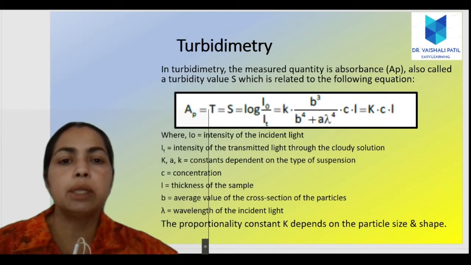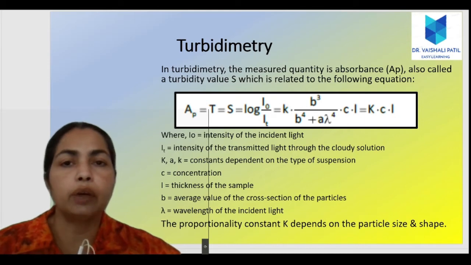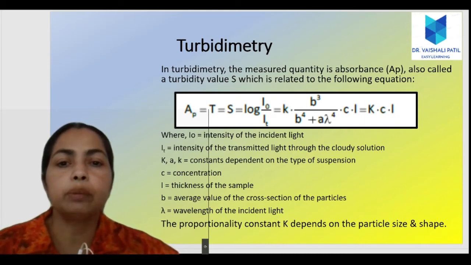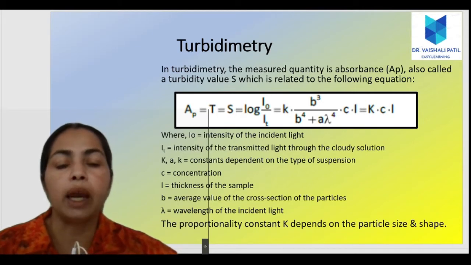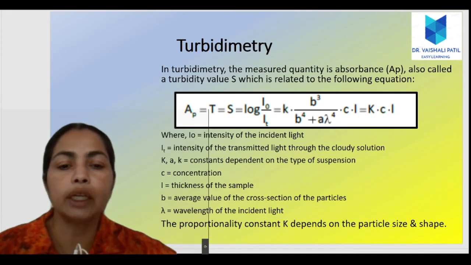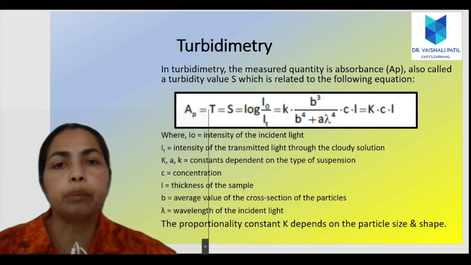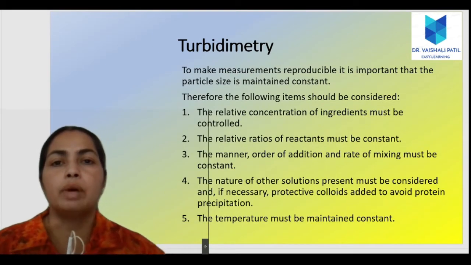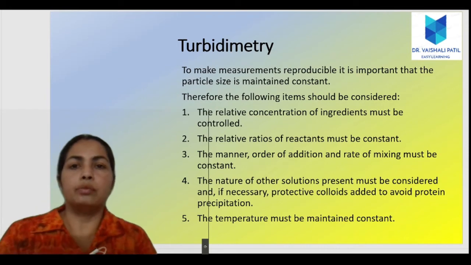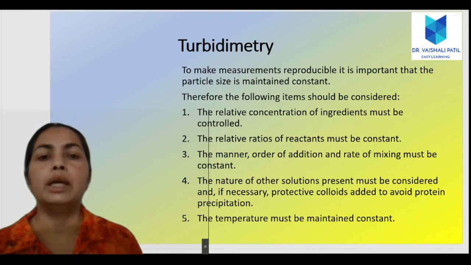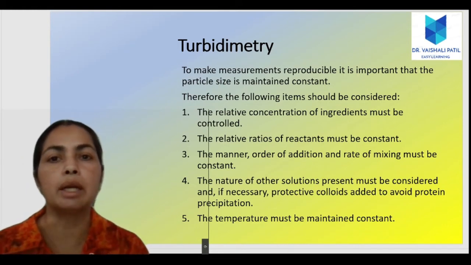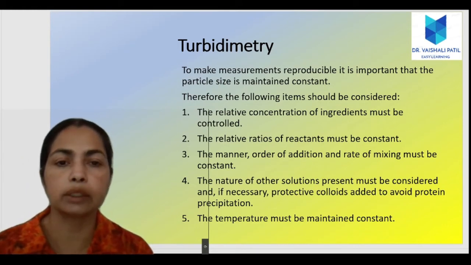Then, to do the turbidity measurement quantitatively, we use the term turbidity value S, and it can be related with the given equation. Here we can see that the proportionality constant depends on the particle size and their shape. While performing turbidity measurement, we have to keep in mind that the results we obtain should be reproducible, and for that purpose maintaining the particle size is an important task.